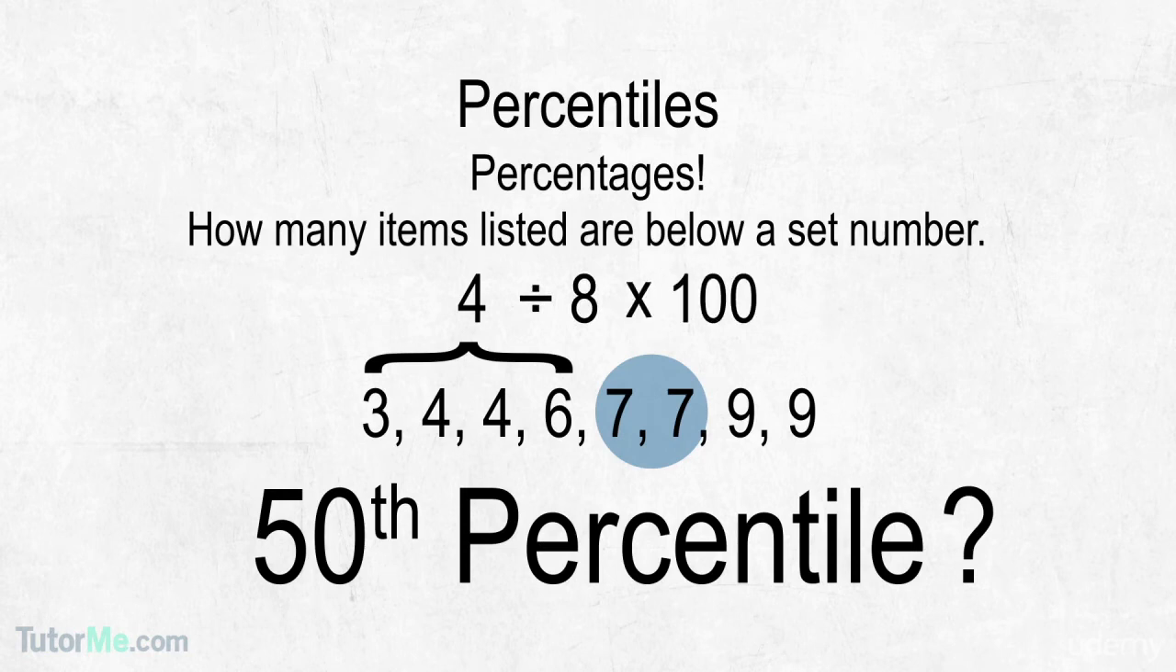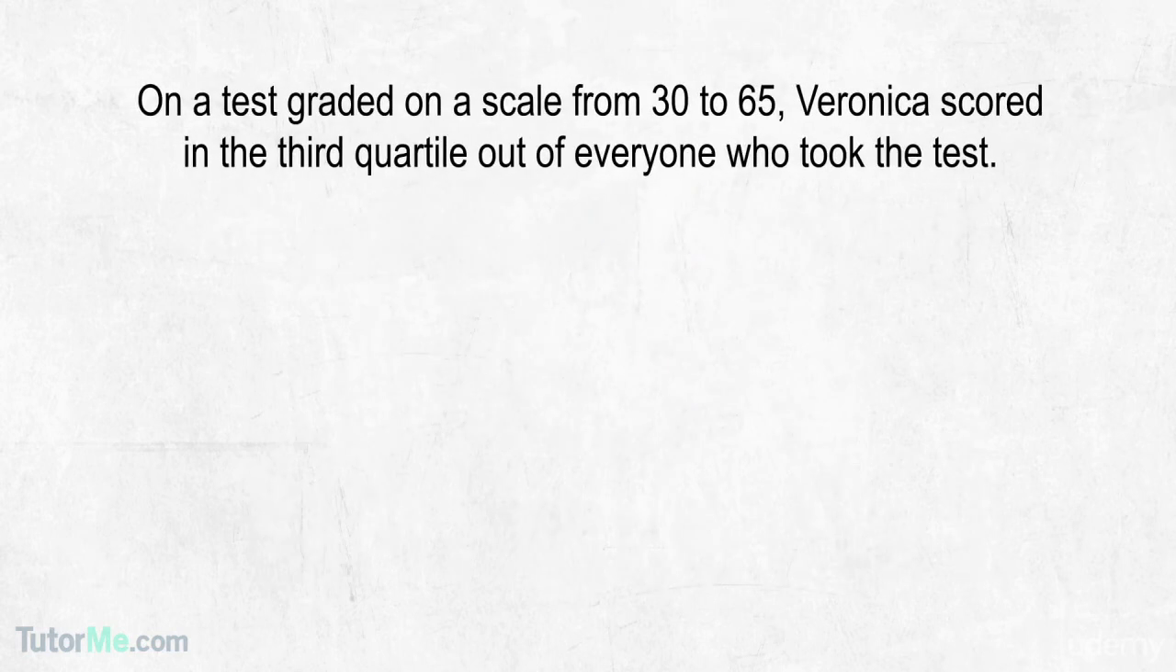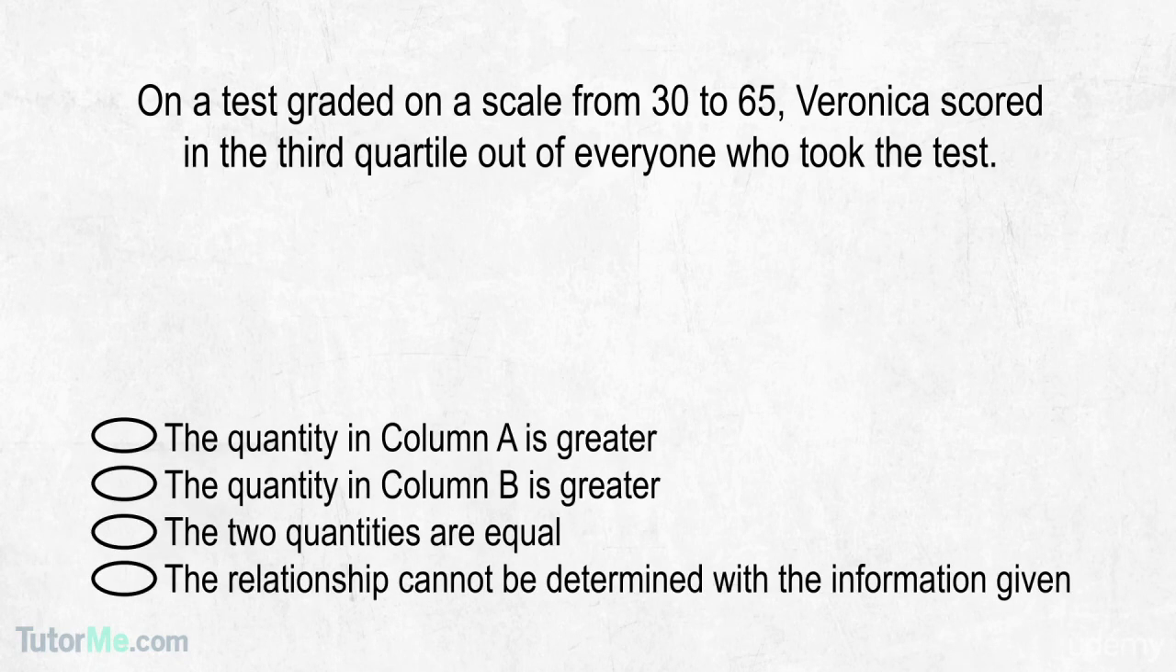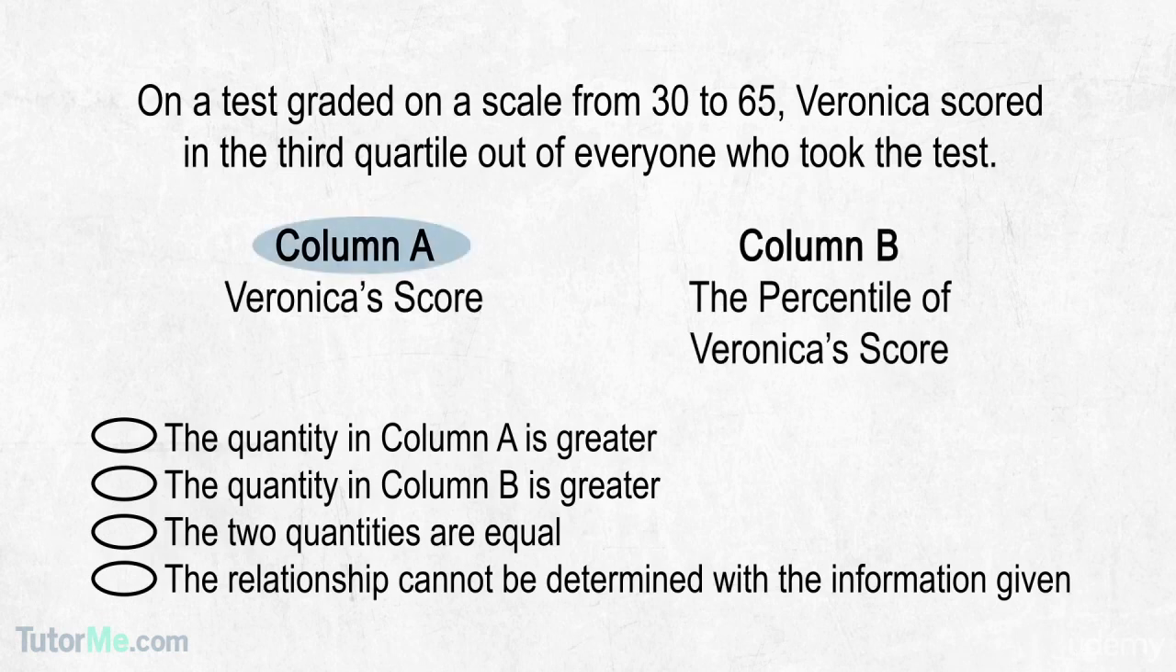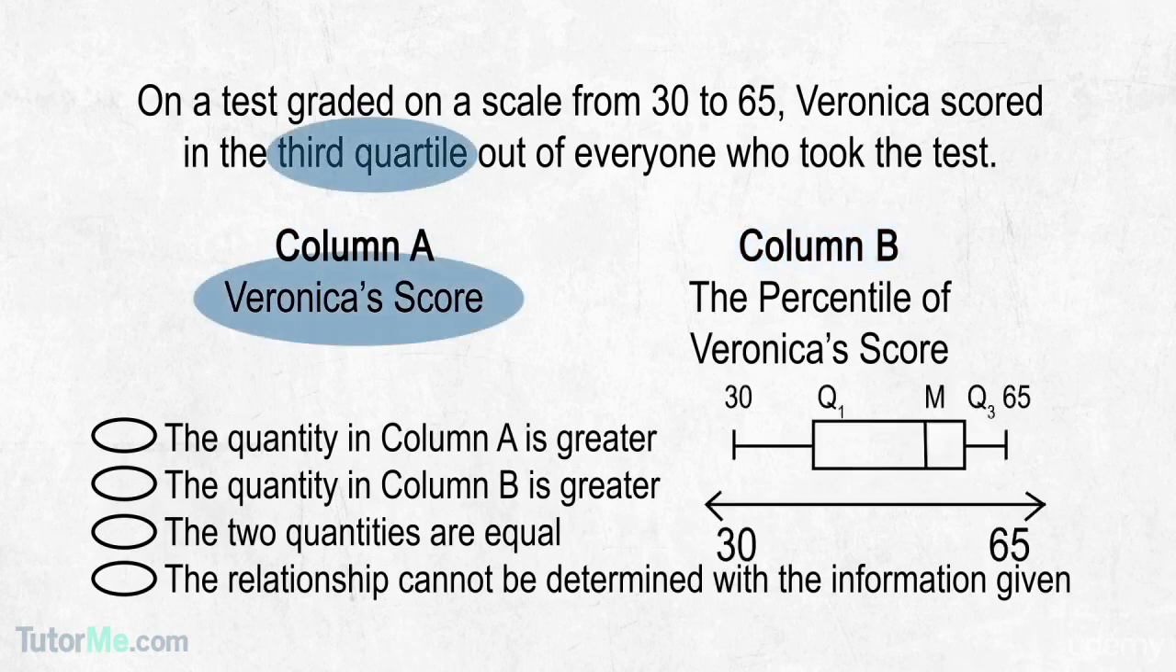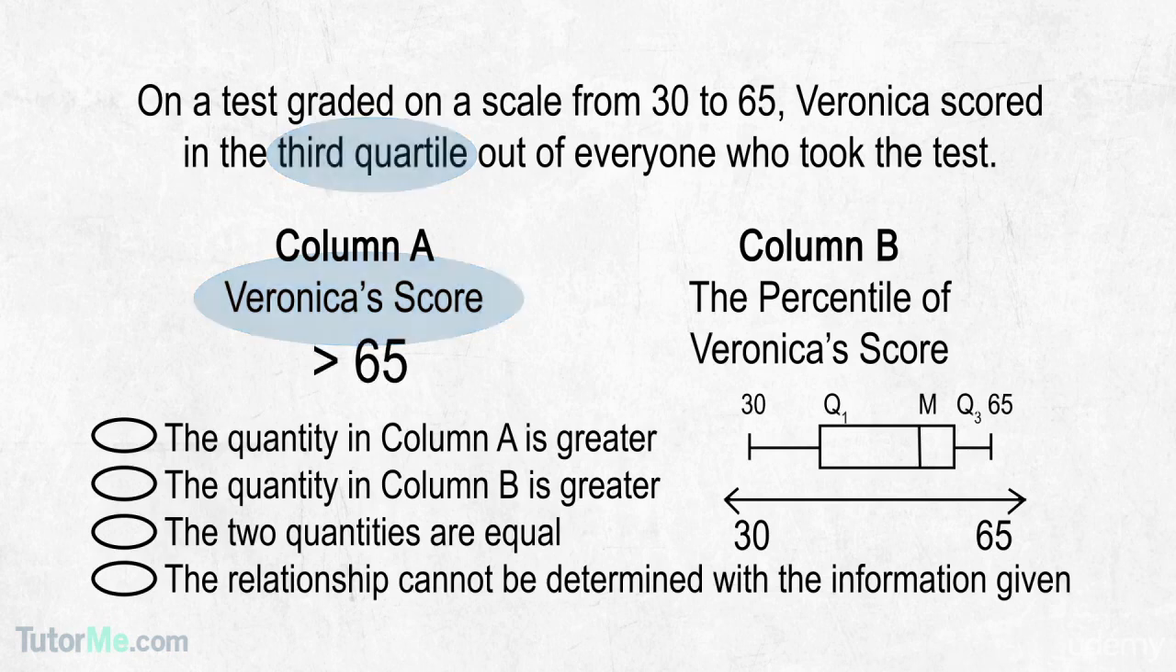So let's take a look at a practice question. On a test graded on a scale from 30 to 65, Veronica scored in the third quartile out of everyone who took the test. What is the relationship between the two columns, column A, Veronica's score, and column B, the percentile of Veronica's score? Because Veronica's score is in the third quartile, we know for certain that it will be less than 65, but not too far away from it.